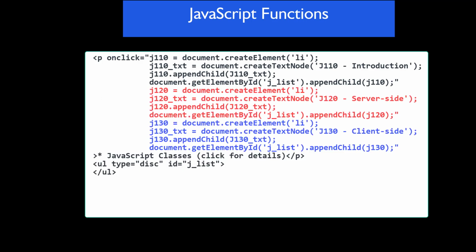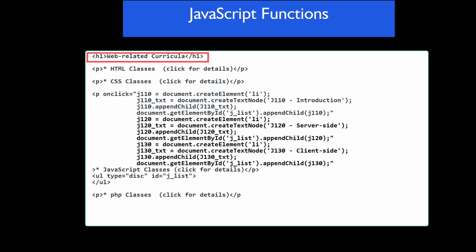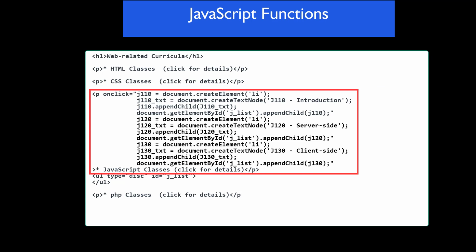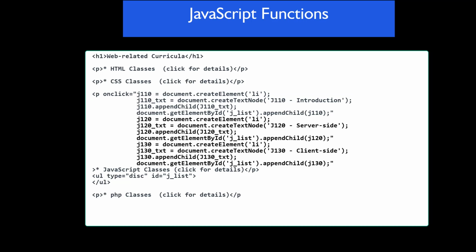Repeating the process for all three courses, we then put this code into the on-click event handler for the paragraph. So there's our H1 again, and HTML classes, CSS classes. Now the next paragraph begins with the on-click. And you'll notice we do the create li element, create text, and append it. And then append that to the ul element. And we repeat that for the J120 course and the J130 course. And then after that, we'll have the paragraph ending for JavaScript classes, and then the PHP classes.